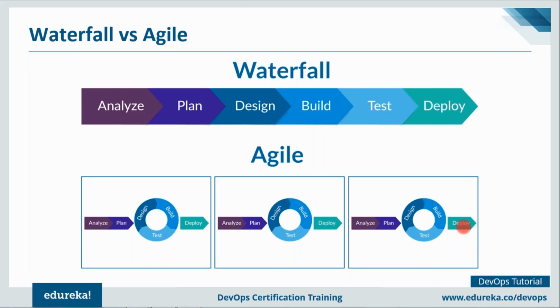So agile methodology basically breaks down the entire software delivery lifecycle into small sprints or iterations, due to which the development and the testing part of the software delivery lifecycle used to happen continuously. So I hope you have understood this. If you have any questions or doubts related to waterfall or agile, you can just go ahead and ask.